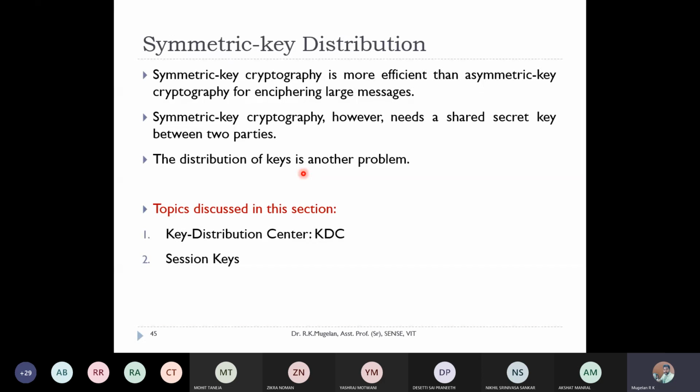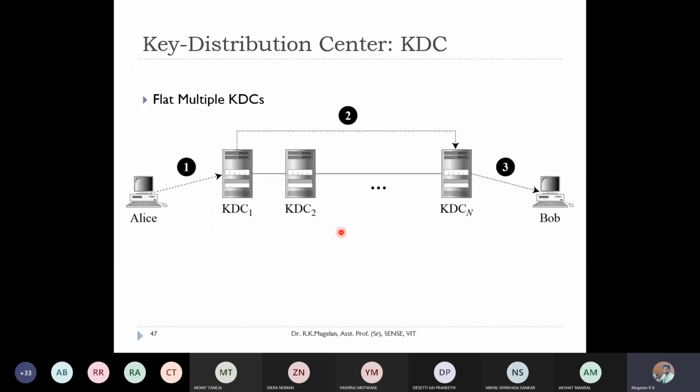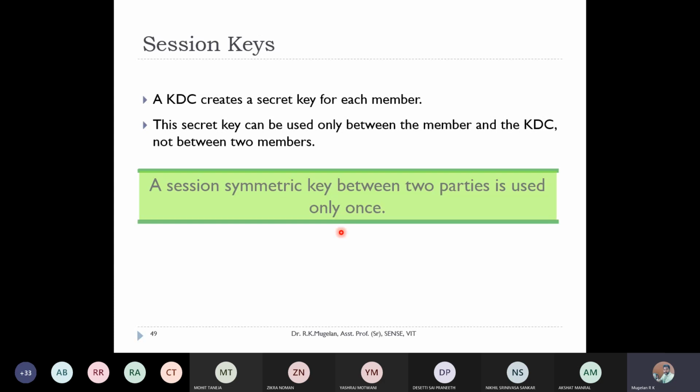For this, we already came across a method called the key distribution center, called KDC. It is a trusted third party where all the users will be registered, so that anyone who wants to communicate with the other users has to contact the KDC to get the session keys, then the conversation will begin, right? There are different ways you can arrange KDCs. These things we discussed in the previous classes itself, right? What a session key is, and how a session key will be created.